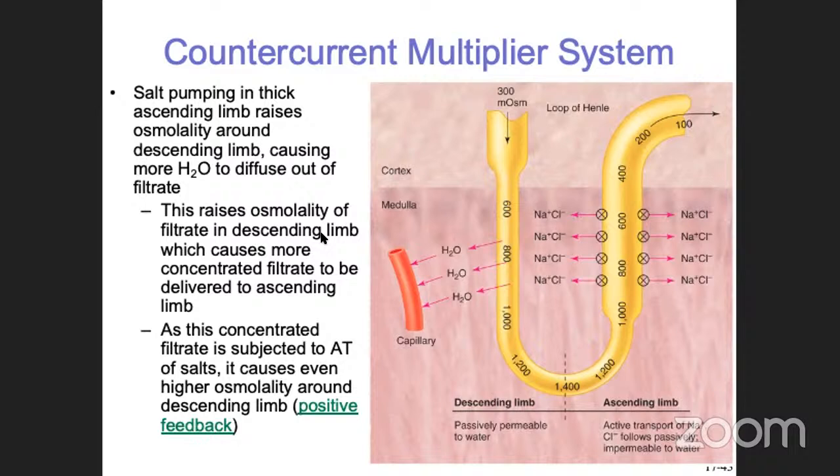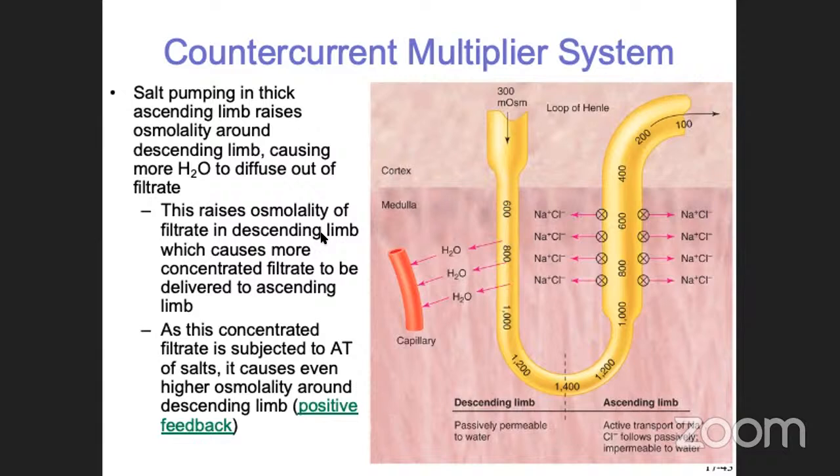If one side is lacking water, the other side tries to retain some water. If the right-hand side contains lots of sodium, the left-hand side tries to excrete or reabsorb most of the sodium. So this is like a feedback mechanism where they want to sustain the concentration gradient.